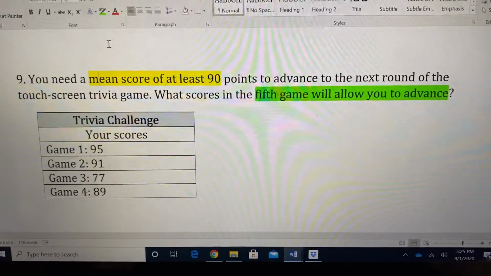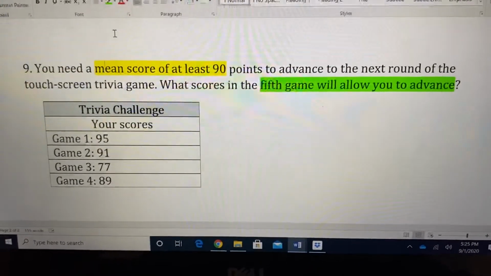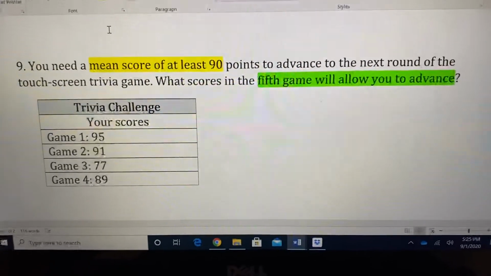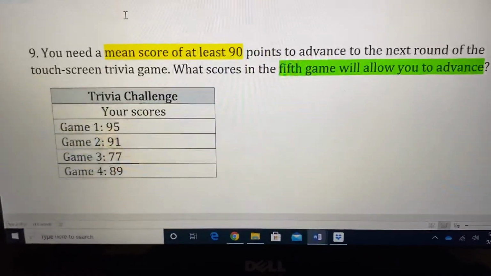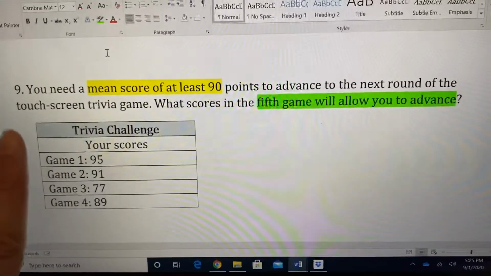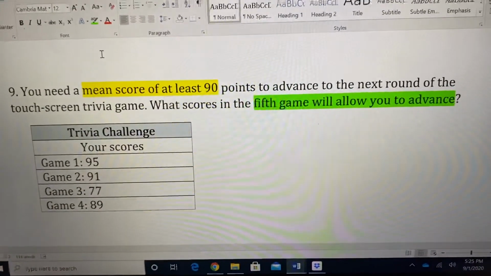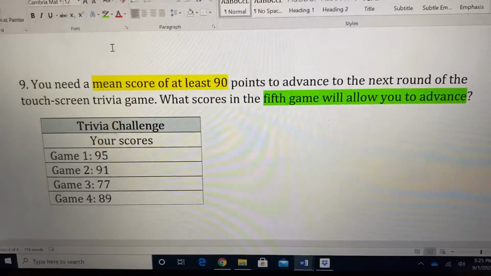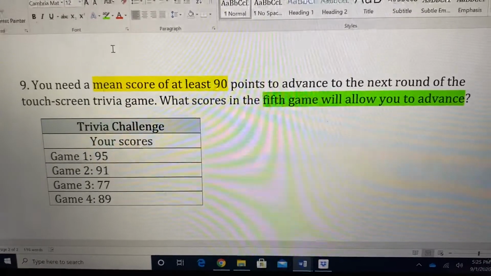Okay guys, so in this video, I'm gonna show you how to solve a word problem using inequalities. This is the word problem I'm gonna be using, which just says, you need a mean score of at least 90 points to advance to the next round of the touch screen trivia game. What scores in the fifth game will allow you to advance?